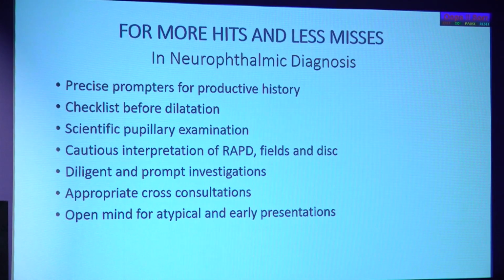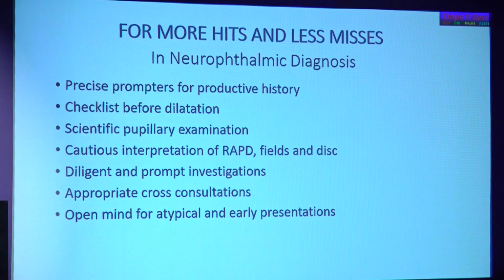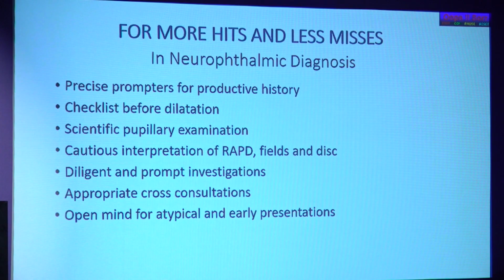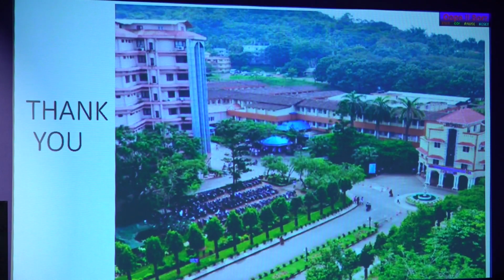necessary. So in conclusion, the take-homes are to aid your neuro-ophthalmic diagnosis in cases of suspected functional visual loss. Make sure that you have precise prompts for a productive history. You have a checklist before dilatation. Your pupillary examination is scientific and technically right. Your interpretation of RAPD should be cautious, and in relation to the fields and the disc, you should be diligent and prompt in your investigation, with appropriate cross consultations whenever necessary, and always keep an open mind for atypical and early presentations. Thank you very much.